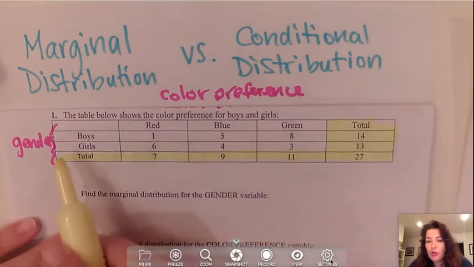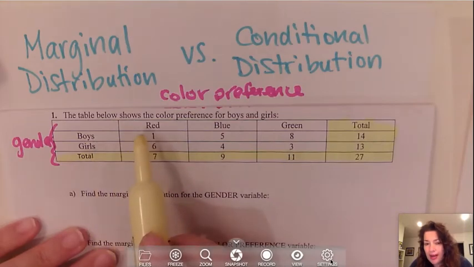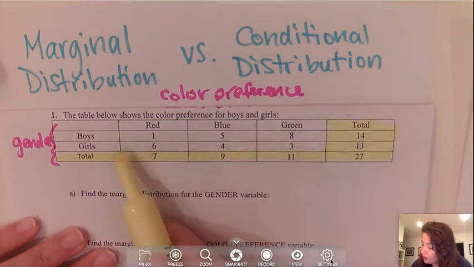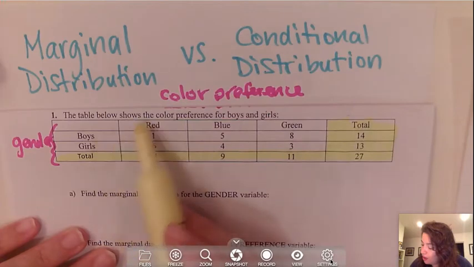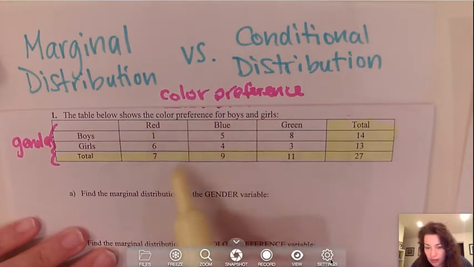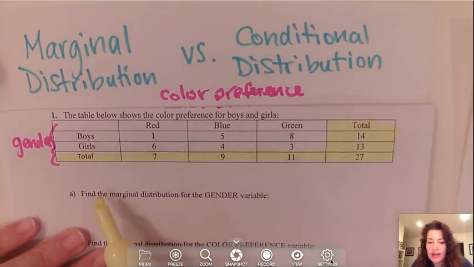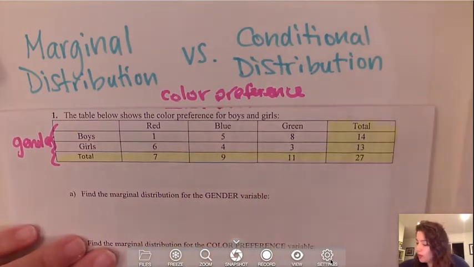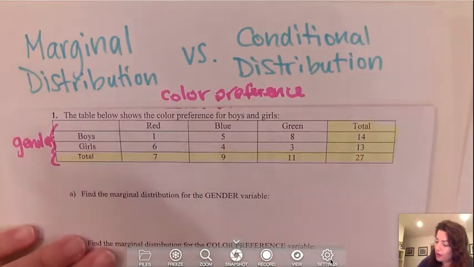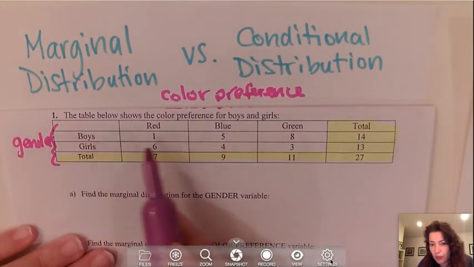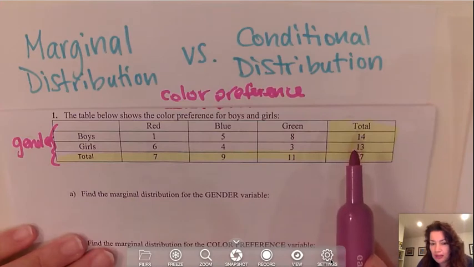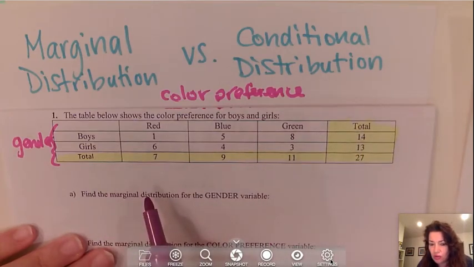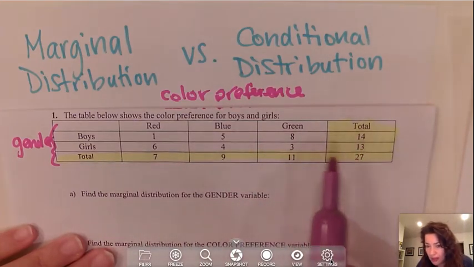Okay, so if you notice as well, what I have are counts here. So there are red, blue, green, and the counts are labeled below. And now it's asking, find the marginal distribution for the gender variable. Well, if we want to find the marginal distribution for gender, I'm going to look at the rows. So basically, anything to do with marginal distribution is what I highlighted in yellow.